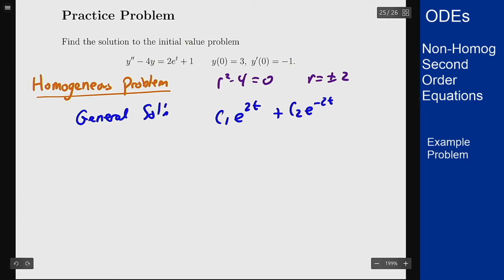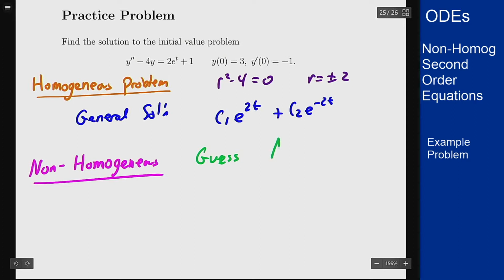Now for the non-homogeneous part, we're going to guess a solution of the form a e to the t plus b. We've got a polynomial here of degree 0, so it's just a constant, so I have to put a constant there. And I've got e to the t here, so I have to guess a e to the t. Since neither e to the t nor constants solve the homogeneous problem, that's a good idea for our guess.